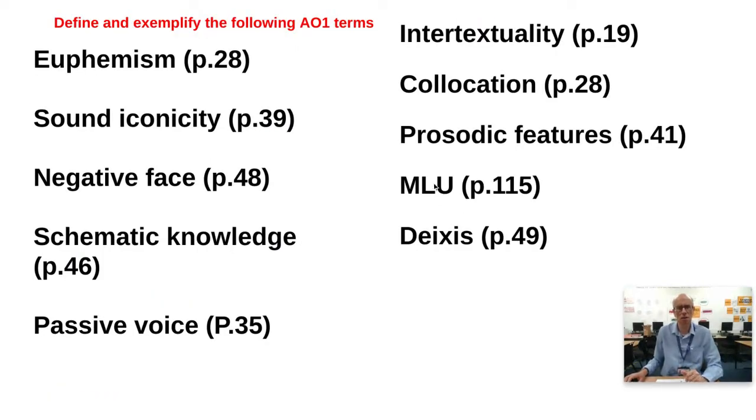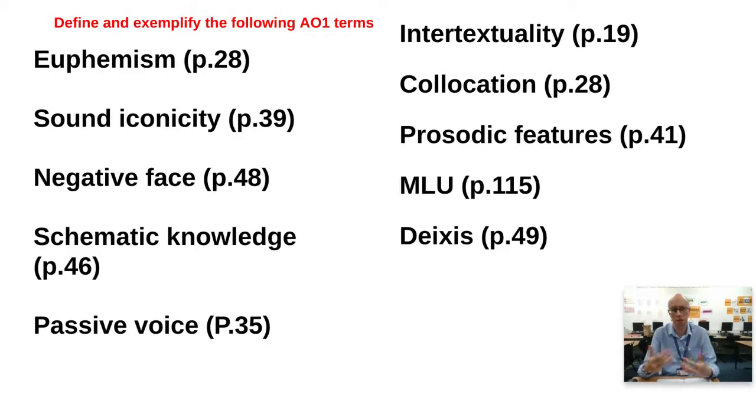Let's just have a look at some of these. So define and exemplify the following AO1 terms. I've put 10 down here, which I think are all quite useful if you have a meanings and representations text in front of you, or indeed if you are doing your language investigation. So what I would do is pause the video there and go through each one of these. What does each term mean? And can you think of a good example of each?